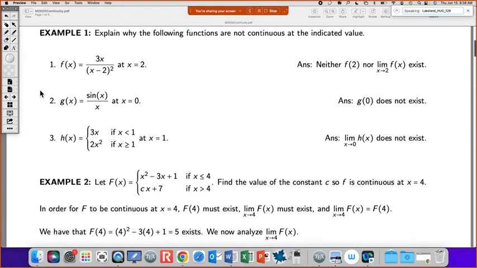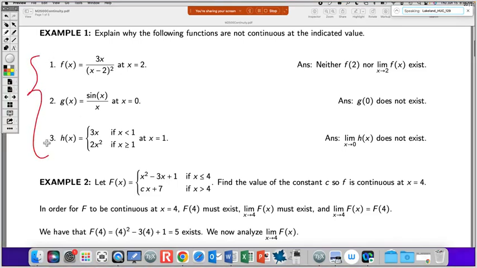let's look at these 3 functions at these 3 points. So we're looking at x equals 2 here. The first thing you check for continuity is you try to plug in the number. So try to plug in 2. The numerator, 3 times 2 is what? 6. The denominator, 2 minus 2 is 0. So is it continuous? Not continuous. Why? Well, f of 2 doesn't even exist.